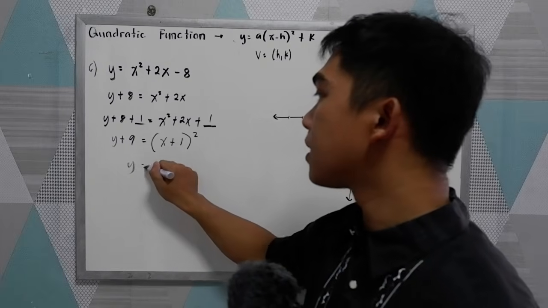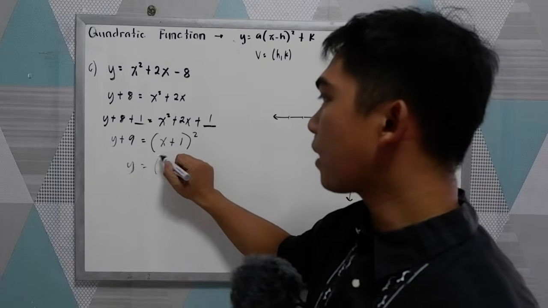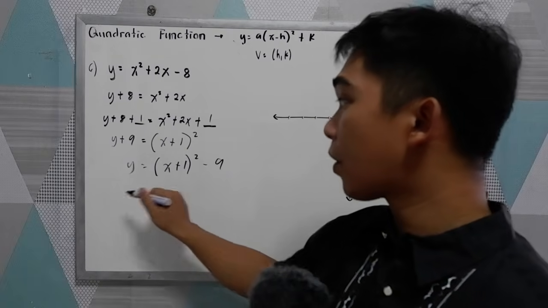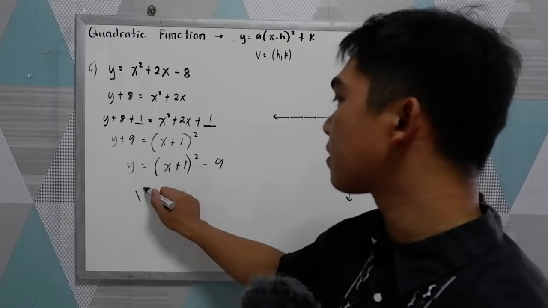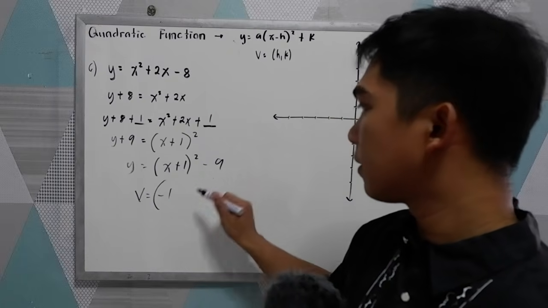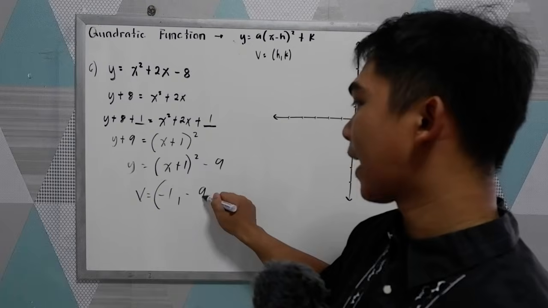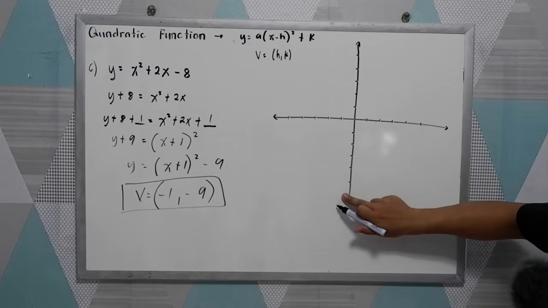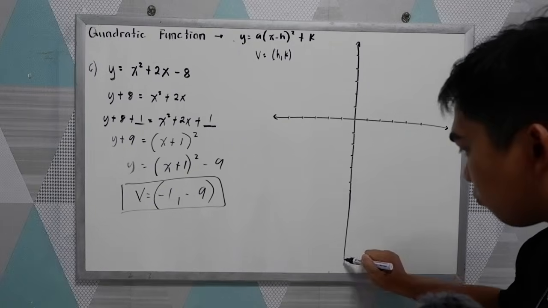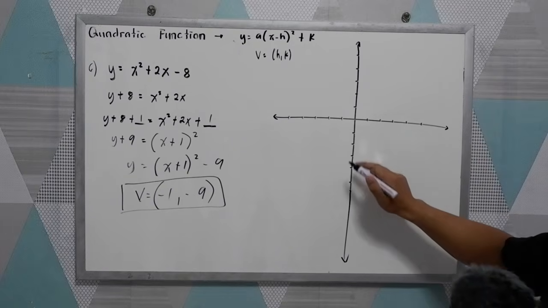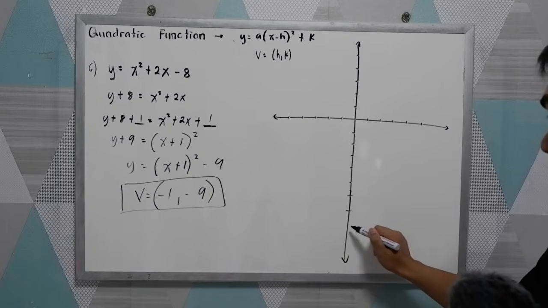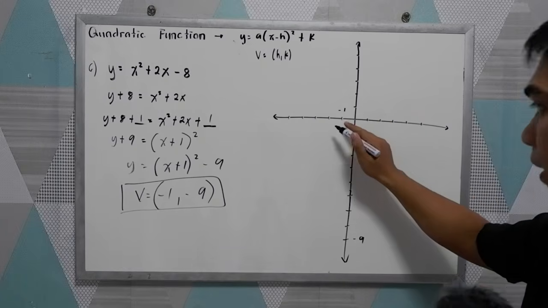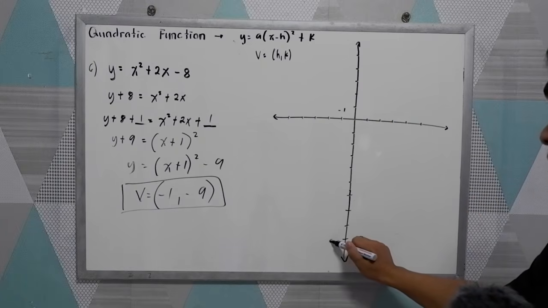Then we write it into vertex form. Y is equal to x plus 1 squared minus 9. This is now our vertex form, and we can get our vertex: negative 1 and negative 9. That is our vertex. Locate it in our Cartesian plane: negative 1, negative 2, negative 3, negative 4, negative 5, negative 6, negative 7, negative 8, negative 9. So negative 9, then negative 1. This is our vertex, our lowest point.